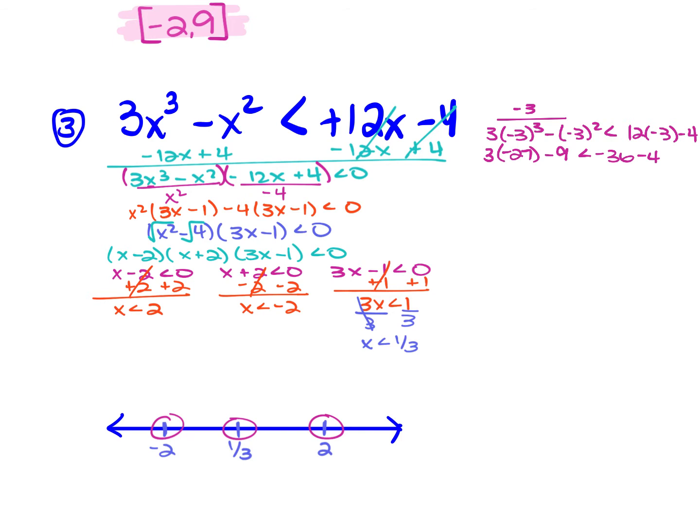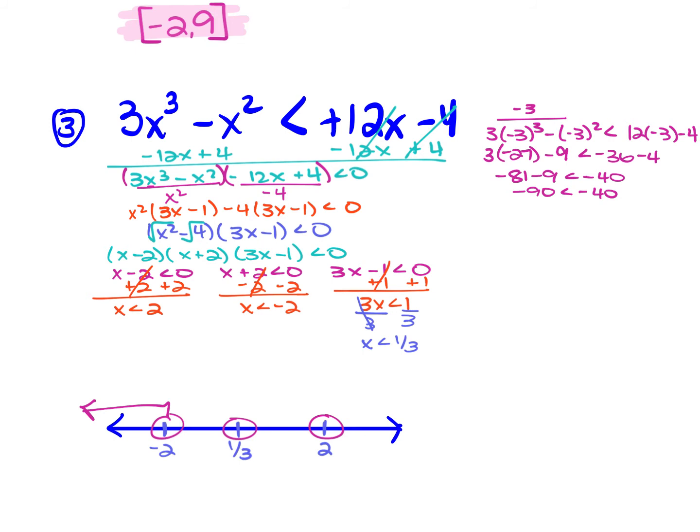The 3 times -27 is what? -81. Minus 9 is less than -36 minus 4, which is -40. -81 minus 9 is what? -90 is less than -40. Is that a true statement? Yes. So we should be shading to the left of that -2.